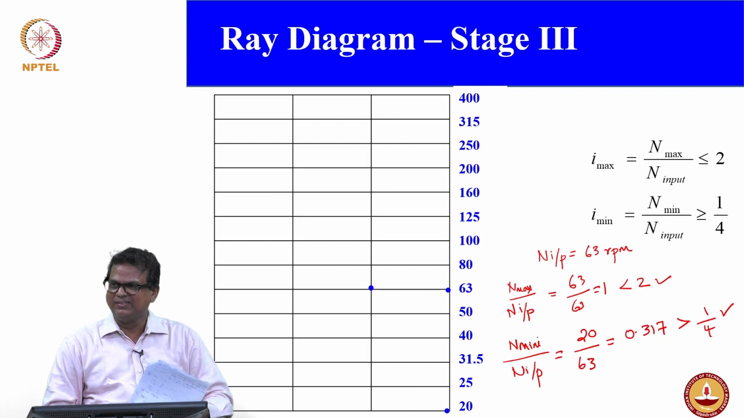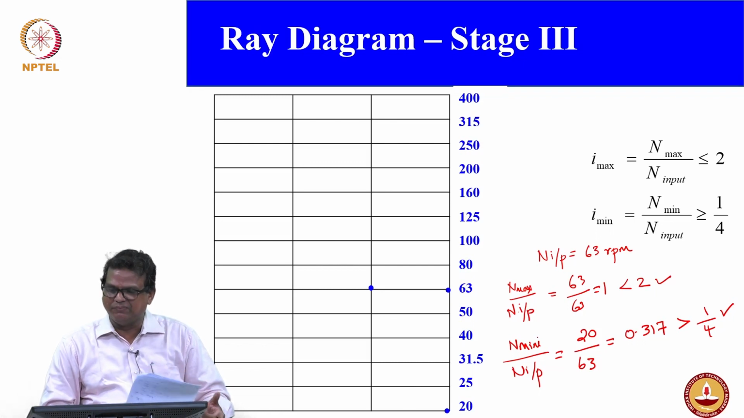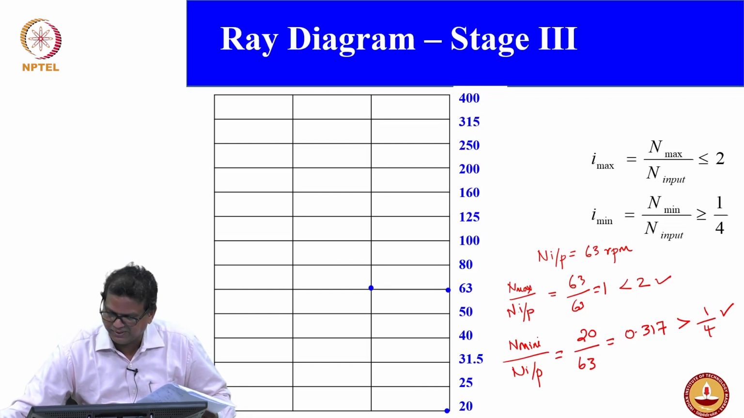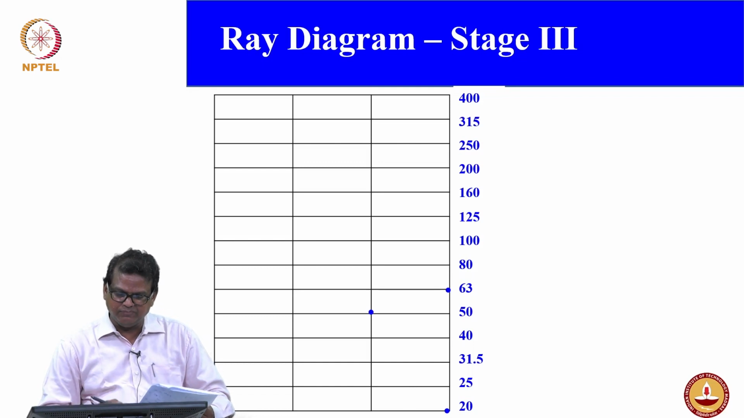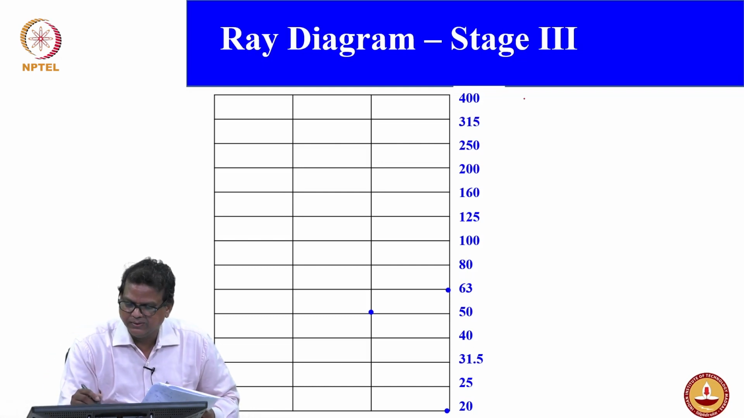What do you say? Maybe we will try 60, next input speed 50 also, and see what is happening. Okay. So the second case: earlier, in case 1, we chose an input speed of 63 rpm. Now let us use 50 as the input speed. Let us use n input of 50 rpm.